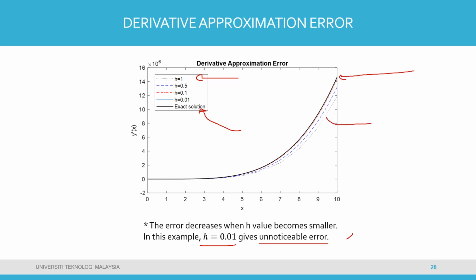You can see here, if your step size h is large, the error will be very large. But if your step size h is small, the approximation of the derivative is almost the same as the exact solution. So be careful: the derivative is not the exact solution, it's just an approximation, not the real solution, but it can still be used.